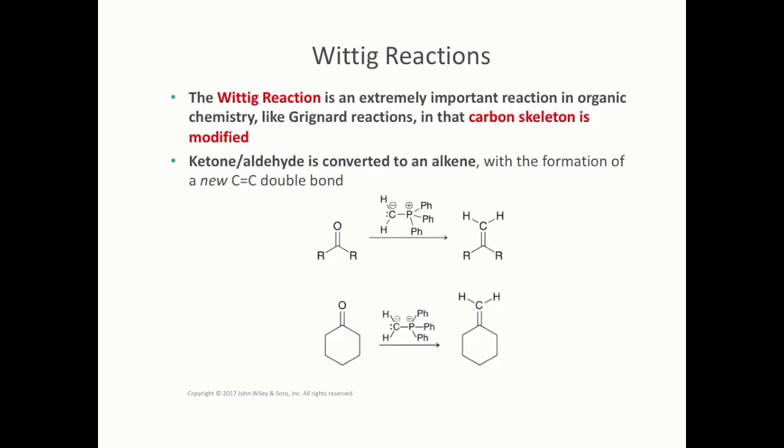The Wittig reaction is a very useful way of converting a ketone or an aldehyde to an alkene. So here see that the carbonyl carbon is now the carbon in the product of a new alkene. So if we look at the bottom reaction, this carbon is this carbon, and the second carbon of the alkene comes from what's called the Wittig reagent. So it would come from this reagent here.